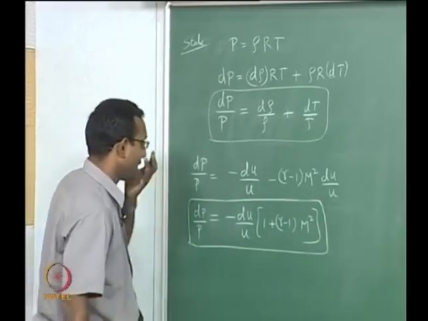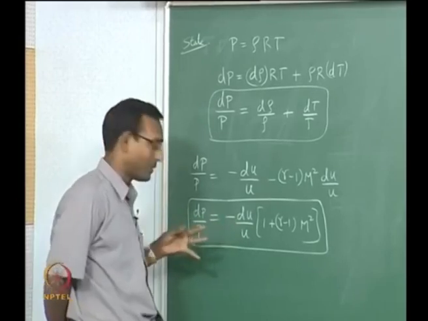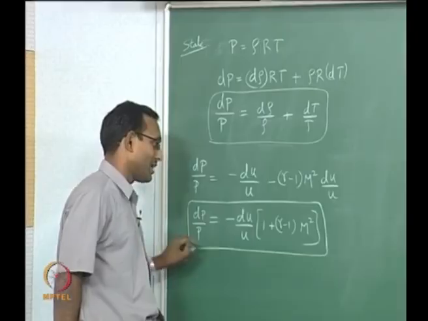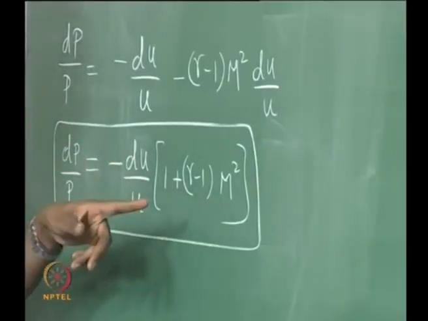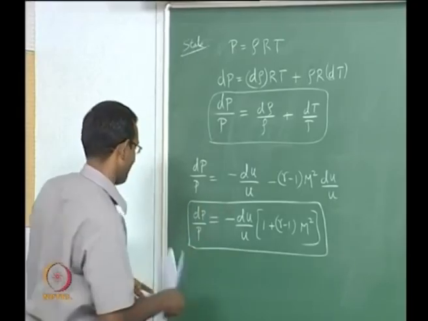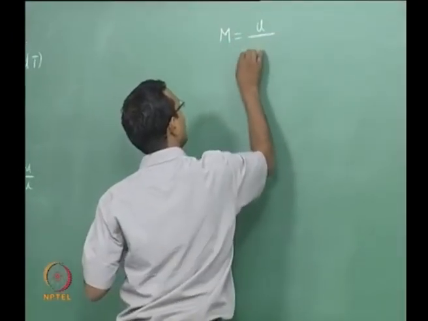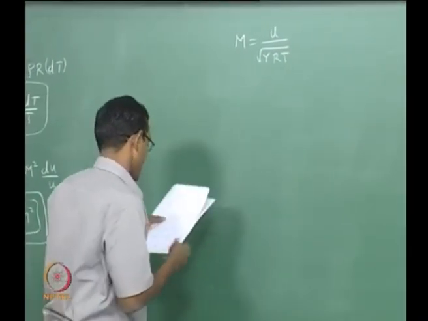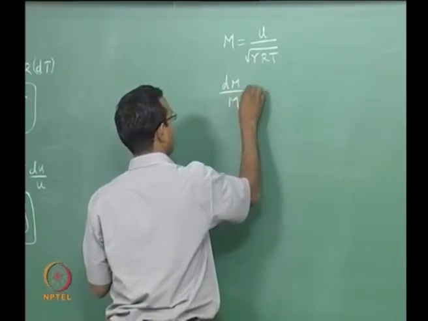So now I have dT by T in terms of du by u, d rho by rho in terms of du by u, dP by P in terms of du by u, but suddenly dP by P has an M inside and dT by T also has an M inside. I do not know how M varies with u. Let us find that out next. What do we have? M equal to u by square root of gamma R T.